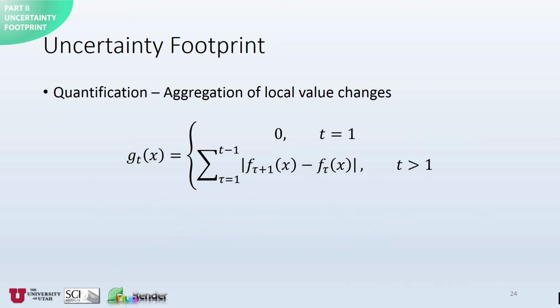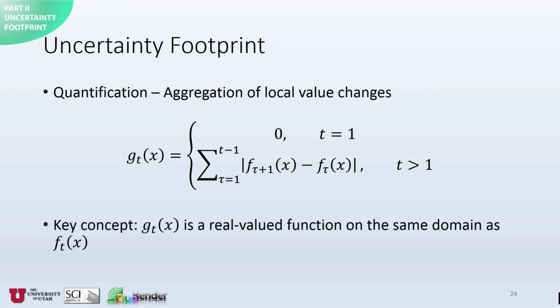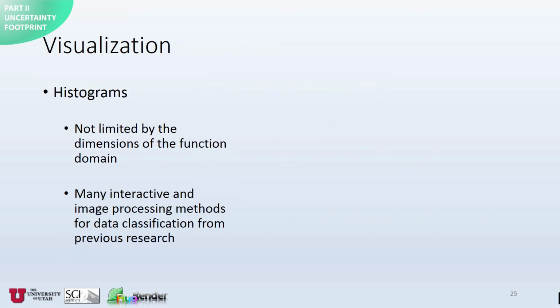We first quantify the converging speed by aggregating the local value changes over the iterations. In the equation, f_x is a function within a sequence. At each point x on its domain, we sum up all the differences between two iterations, which is our g_x. The key concept here is that g_x is a real-valued function sharing the domain with f_x. It represents the total value changes at each point on the function domain.